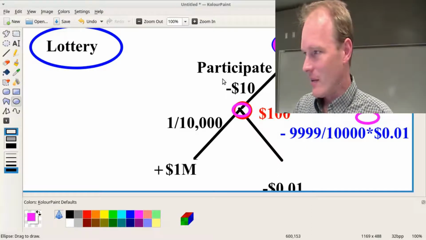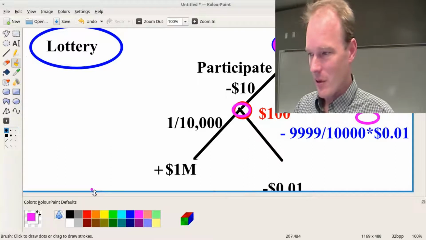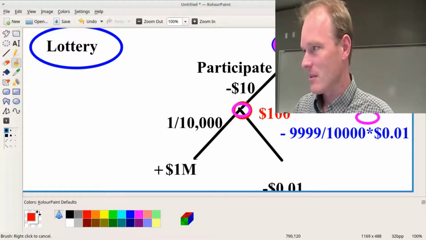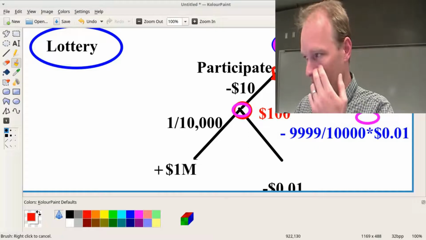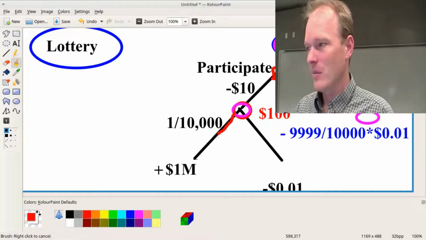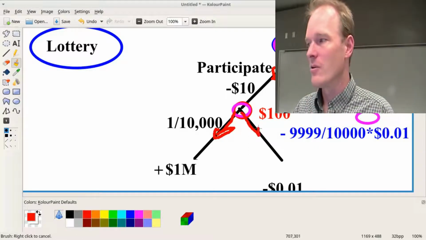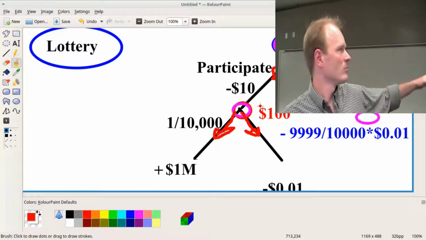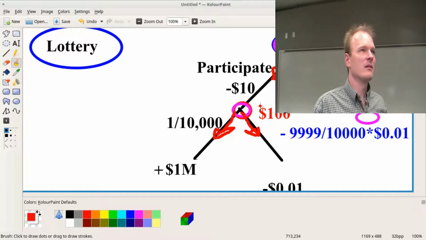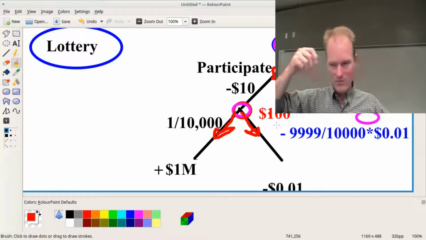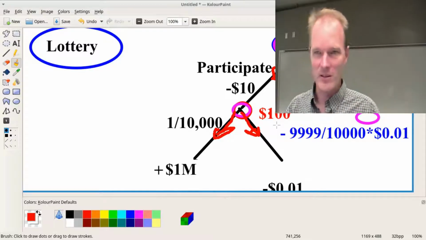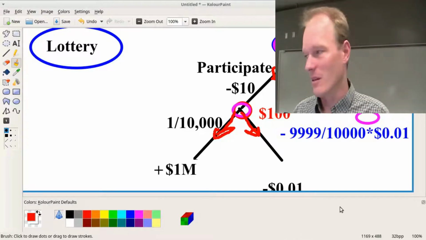Okay? Notice that there's 2 different kinds of nodes that I've drawn here. This is a decision node. I've said you get to choose left or right. And this is a probabilistic node. I've said the universe gets to choose whether or not you win. Or the balls, the ping pong balls they draw, or whatever determines who wins the lottery.